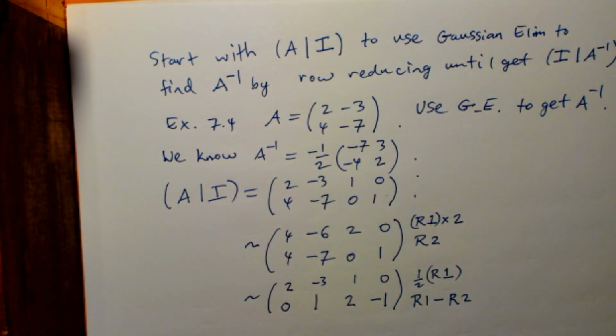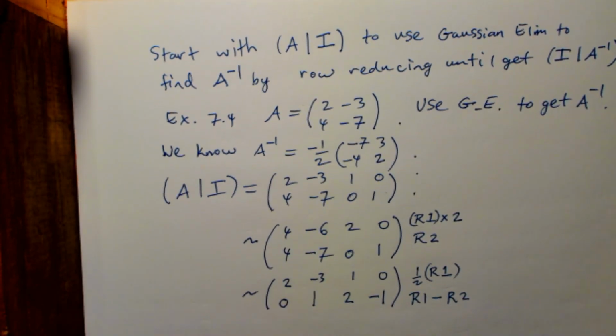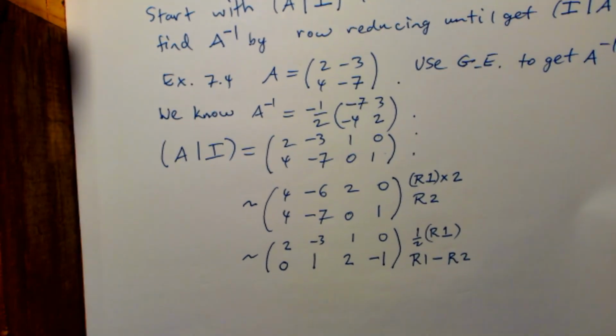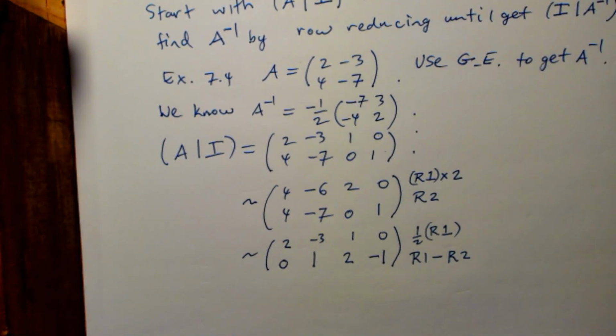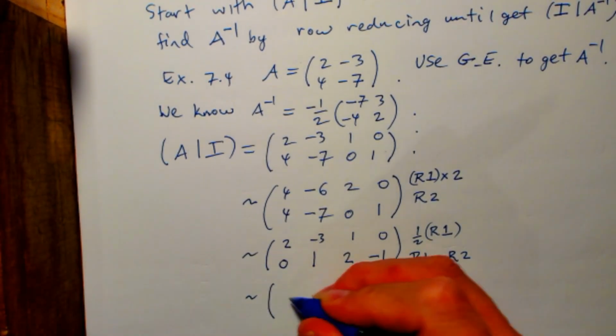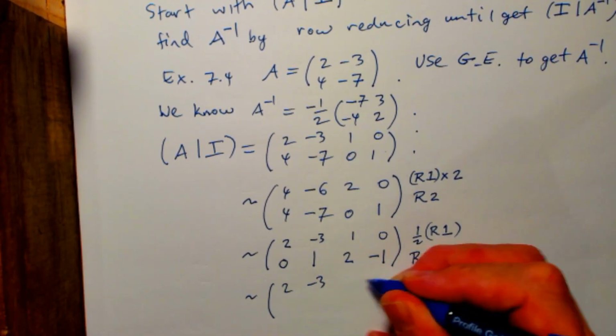Okay, so next I want to use this pivot I've got here to get rid of the number above it and make it 0. So that's what I'll do next. I'll multiply this second row by 3.